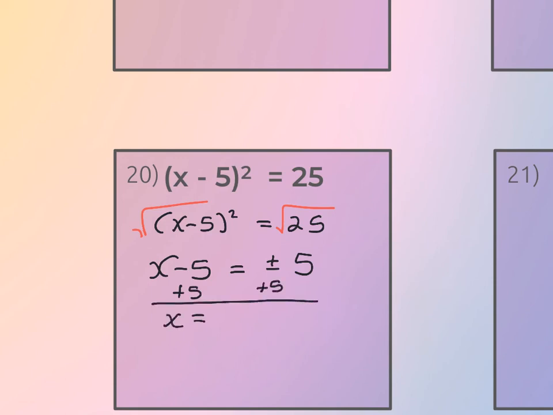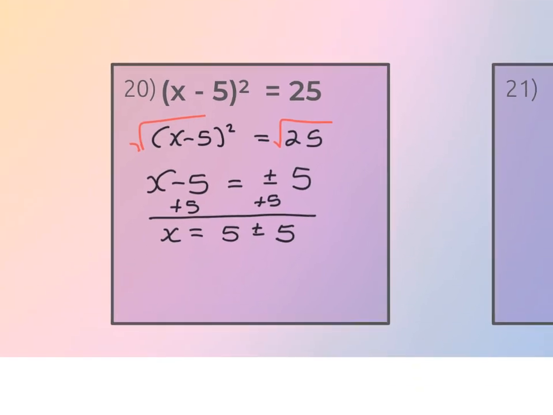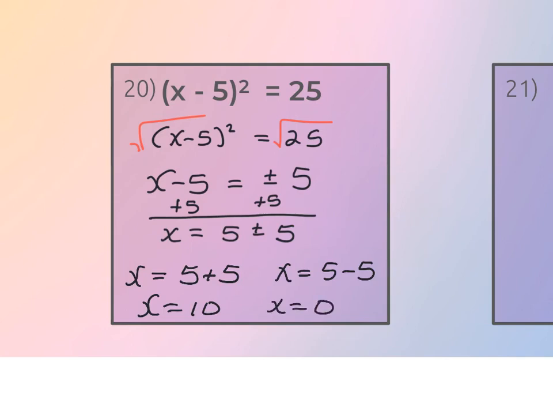So now I have x equals 5 plus or minus 5, and I actually have to do the math here. So when the radical disappears, write it out as first x equals 5 plus 5, and then I'm going to do 5 minus 5. So this gives me x equals 10, and this gives me x equals 0. So you actually have to do the math when all the radicals cancel out.